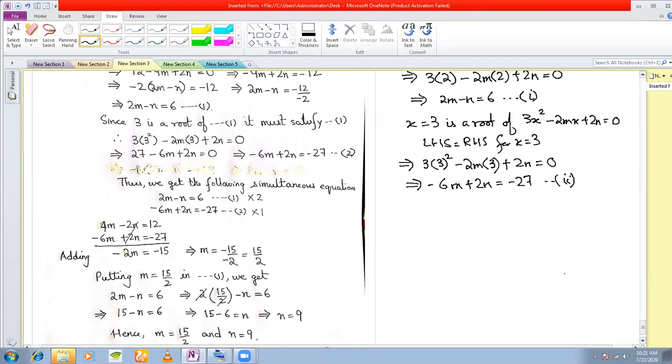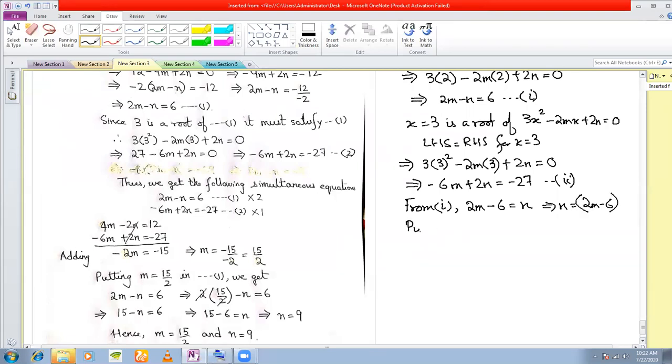So which method should I use? Elimination method looks good. You can solve by substitution method also. Now here I have solved by elimination method. Let us try out substitution method. From 1, we get 2m minus 6 is equal to n. N is 2m minus 6.